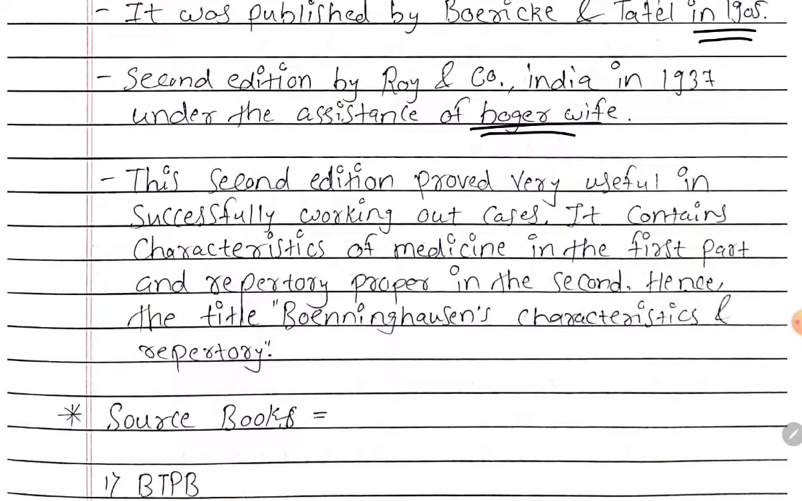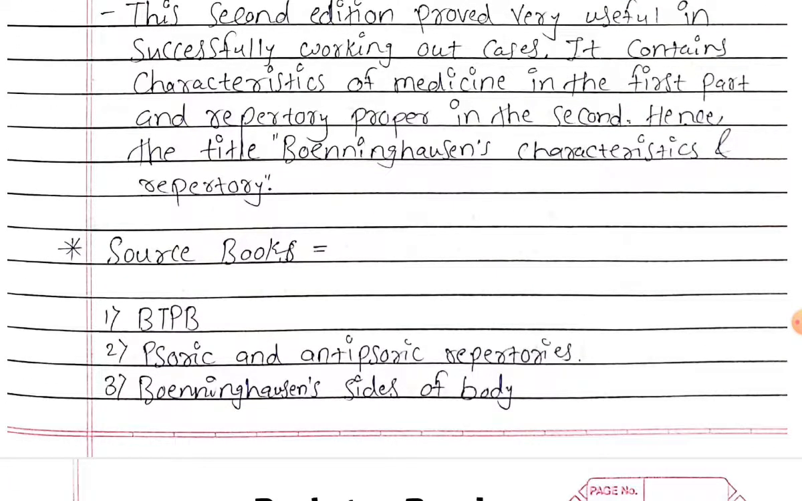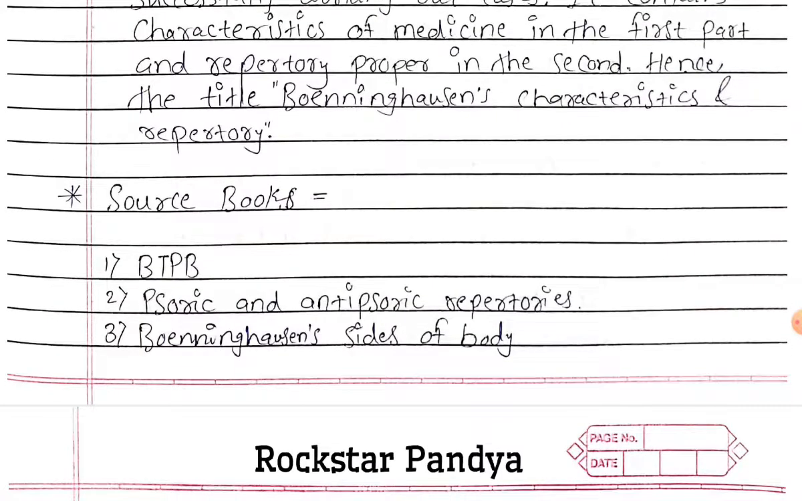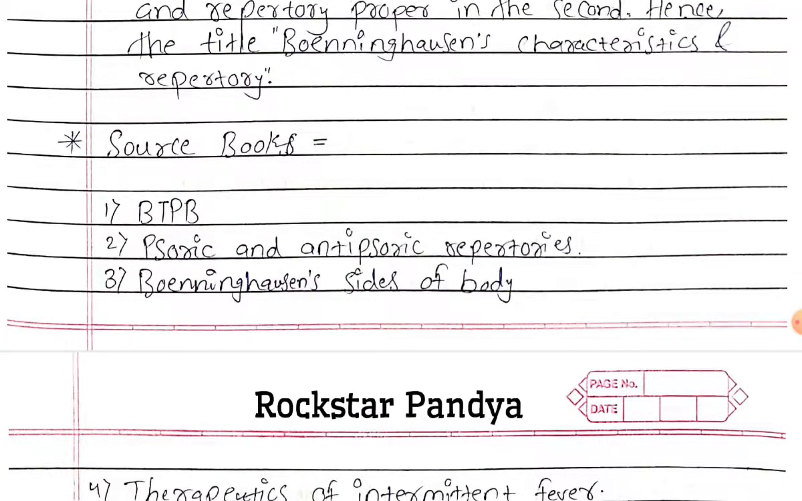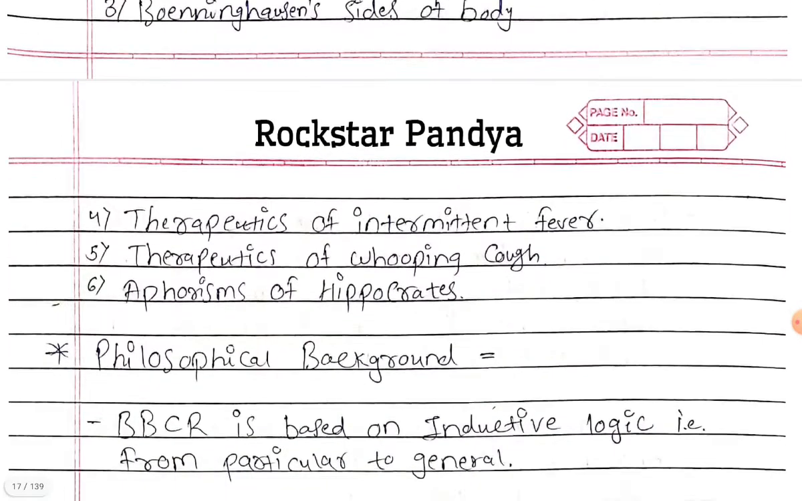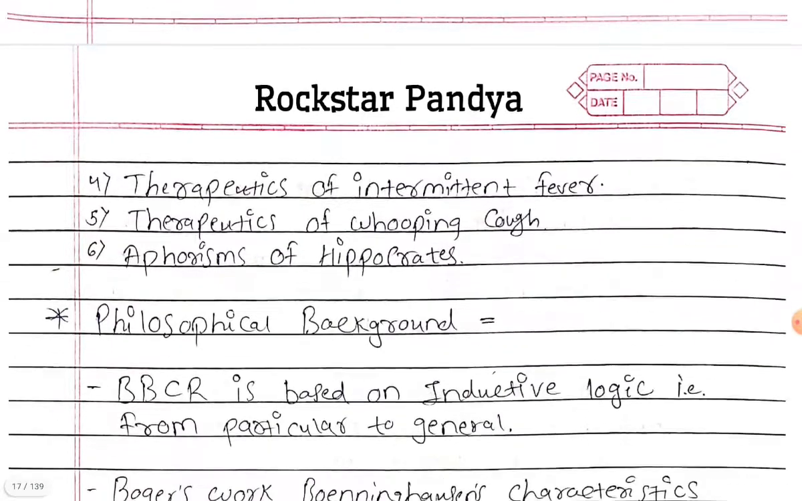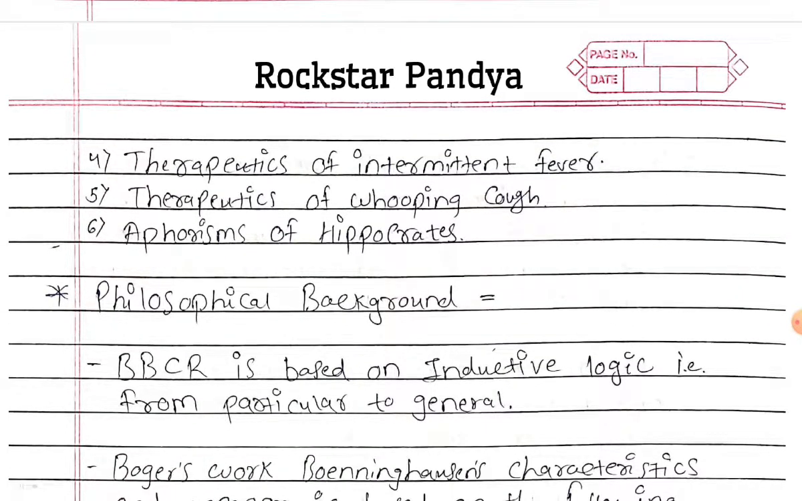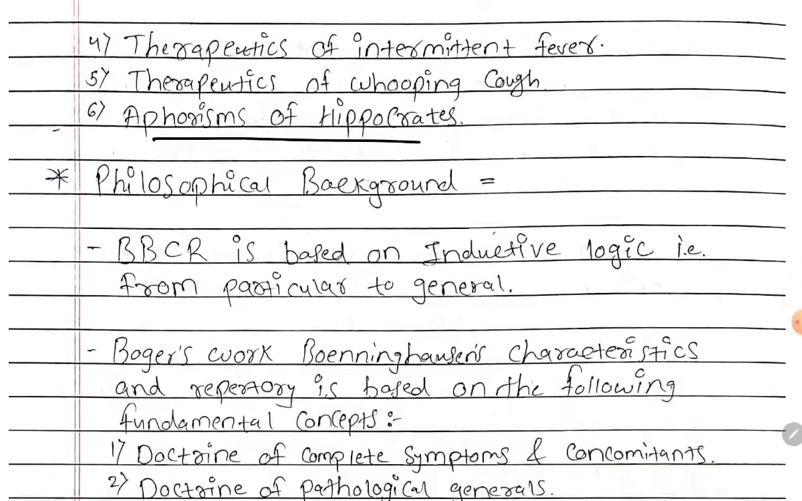This second edition proved very useful in successfully working out cases. It contains characteristics of medicine in the first part and repertory proper in the second. Hence the title Bonninghausen's Characteristics and Repertory. Now let us look into the source books of this BBCR repertory. The first one is BTPB, Psoric and Antipsoric Repertories, Bonninghausen's Sides of the Body, Therapeutics of Intermittent Fever, Therapeutics of Whooping Cough, and Aphorisms of Hippocrates.